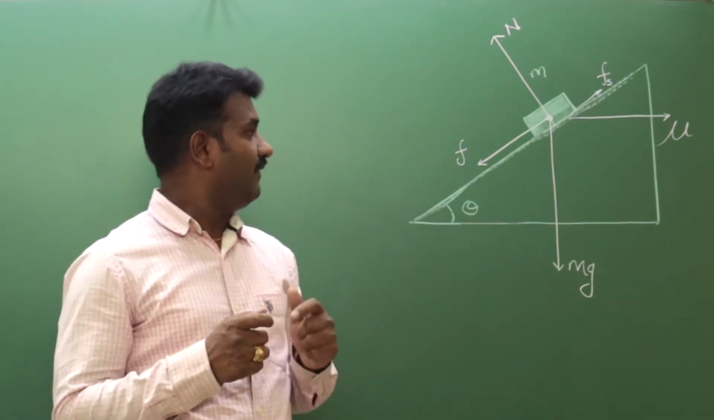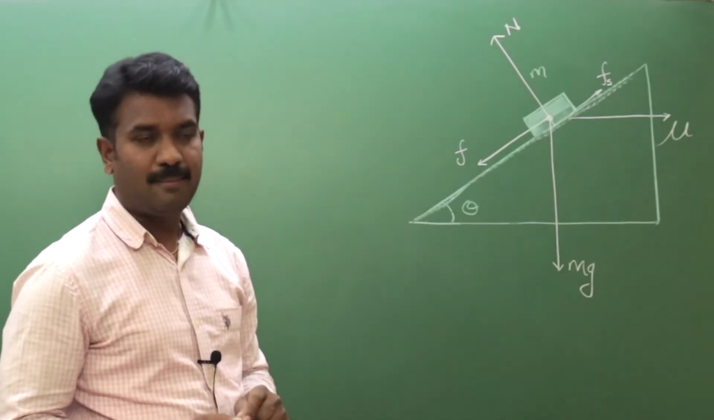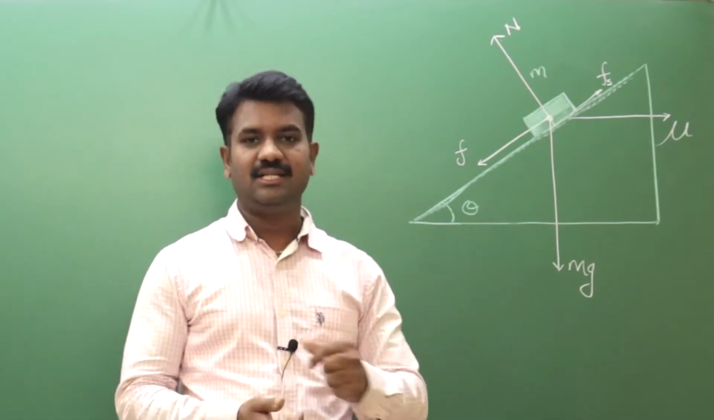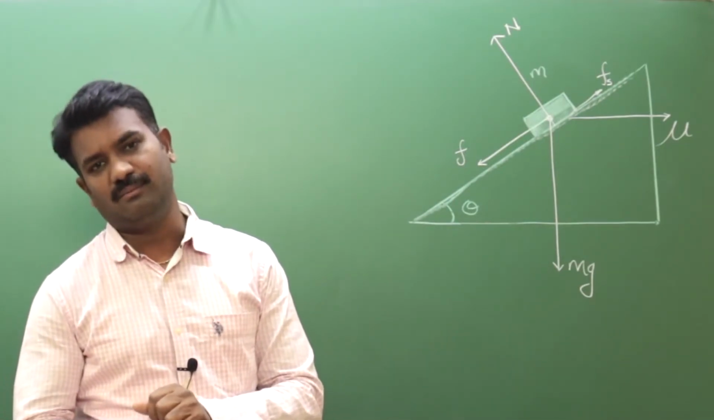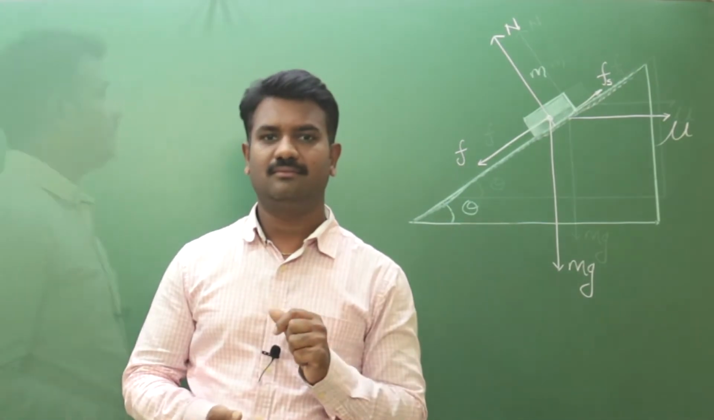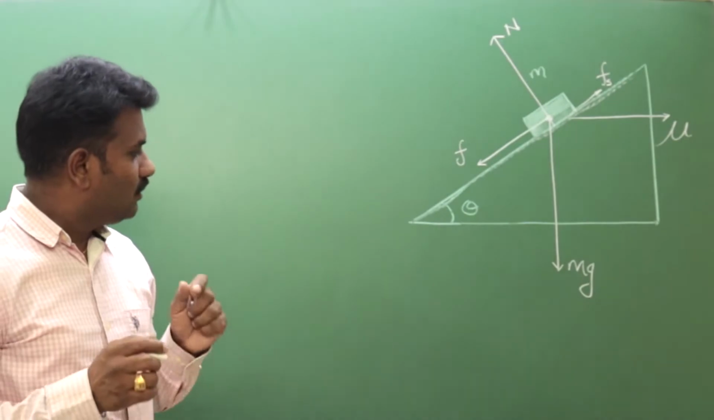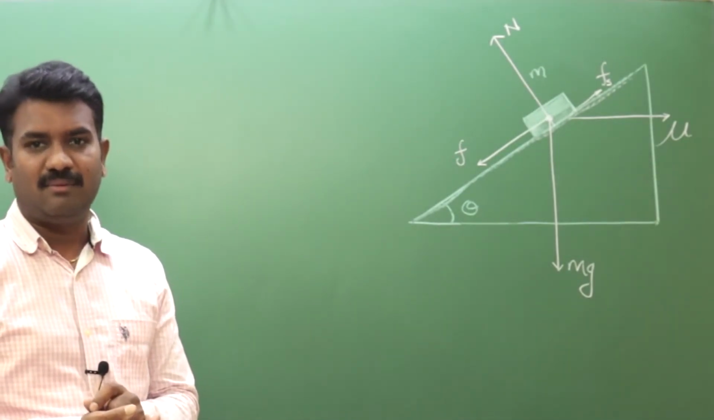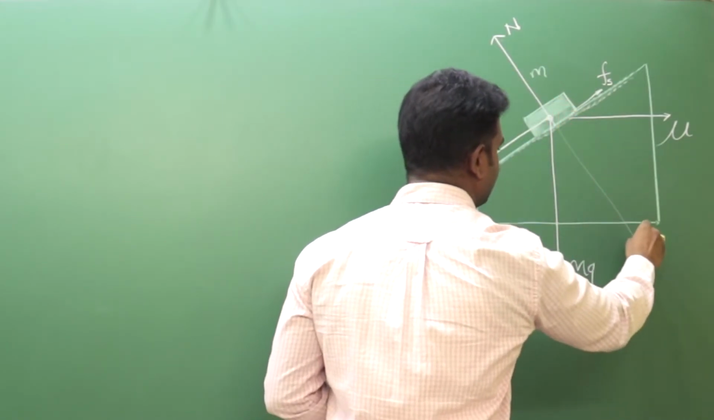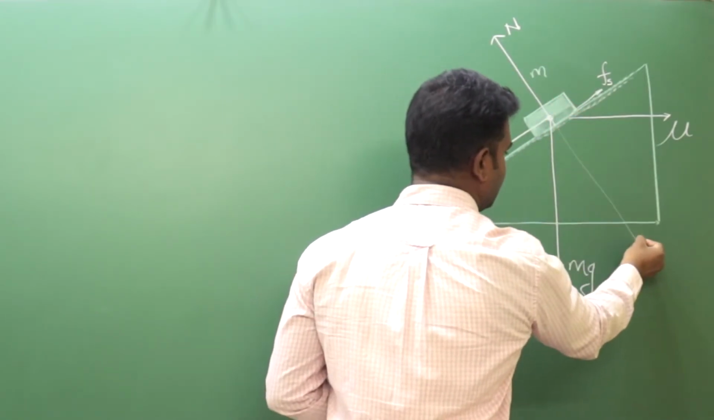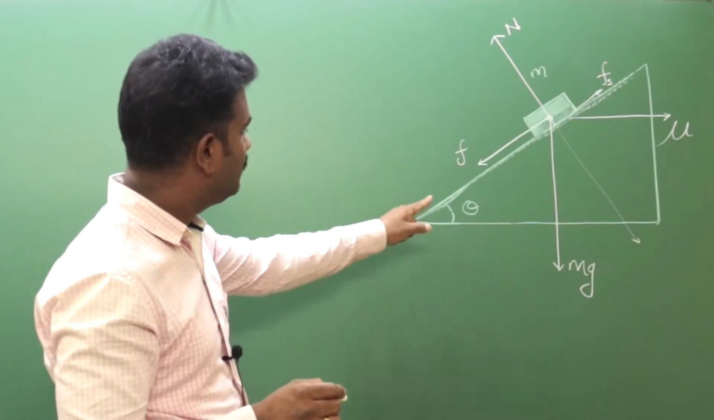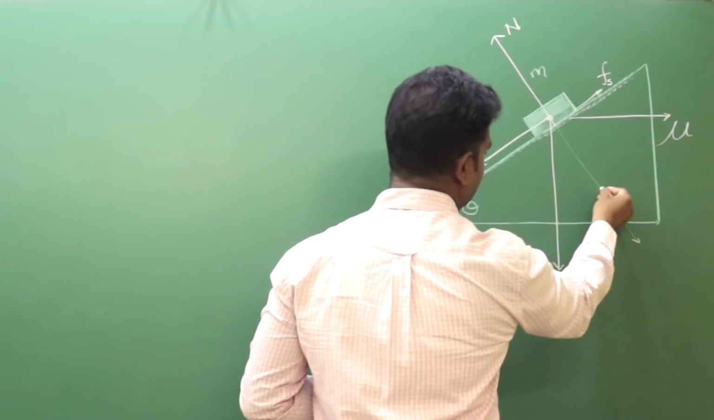Now, to find the value of small f and N, I would like to resolve this mg into two perpendicular components. So this is very tricky and important. Let us see how. To resolve mg into two perpendicular components, I am drawing a line. I am extending this line like this, and also I am going to draw a parallel line to the inclined surface like this.